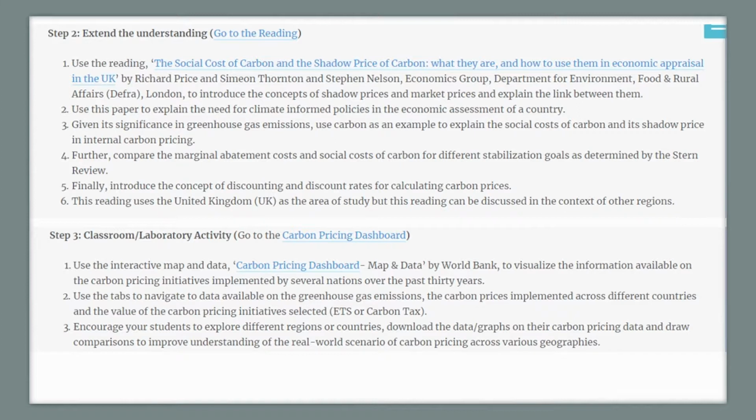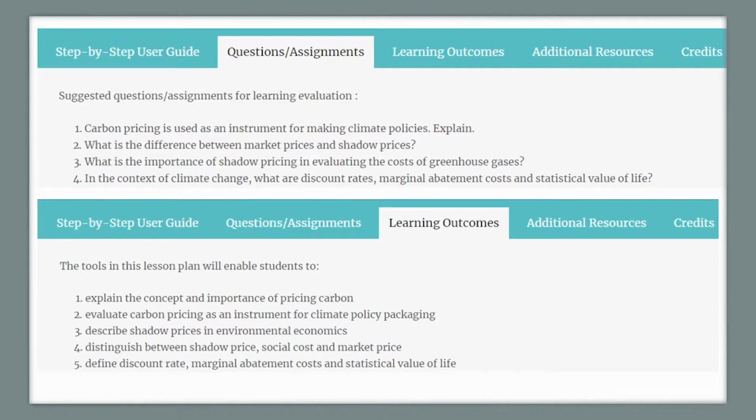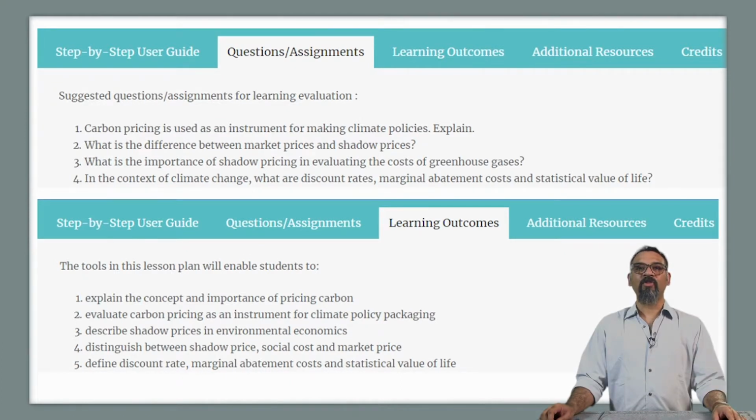Instructions of how to conduct this activity are provided in this lesson plan. Questions and assignments that you can have your students answer using this lesson plan: Carbon pricing is used as an instrument for making climate policies. Explain this. What is the difference between market prices and shadow prices? What is the importance of shadow pricing in evaluating the costs of greenhouse gases? In the context of climate change, what are discount rates, marginal abatement cost, and statistical value of life?